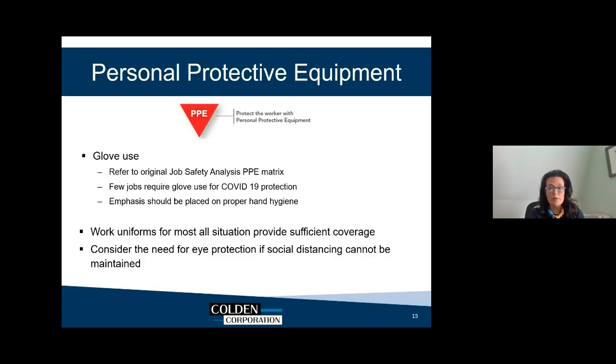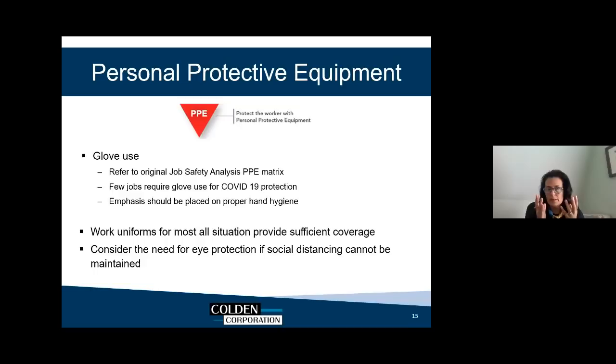I'm going to start with glove use. We want folks to refer back to their original job safety analyses. In general, if people weren't wearing gloves pre-COVID, they probably don't need them post-COVID. We've run into a couple of situations, but the focus really should be on hand hygiene. Work uniforms have been fantastic for most situations, healthcare notwithstanding, and CDC again has great laundry guidance on their website.